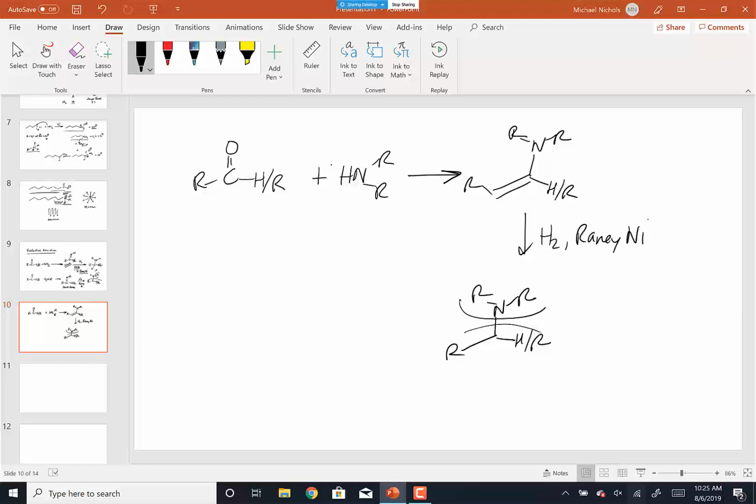Is there anything new here? Nope. This, yeah, because I put an extra R group in here. Really what I should have done is I should have said this. There should be an R with the CH2 because that's where this double bond is going to come from.